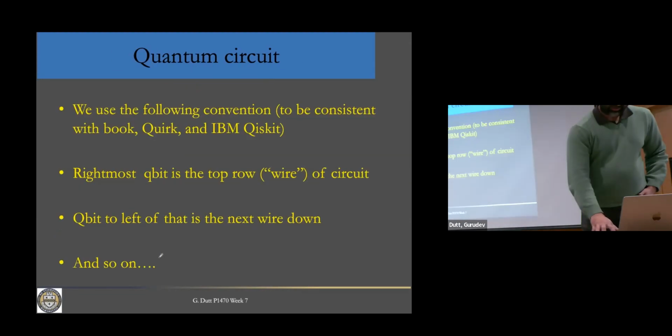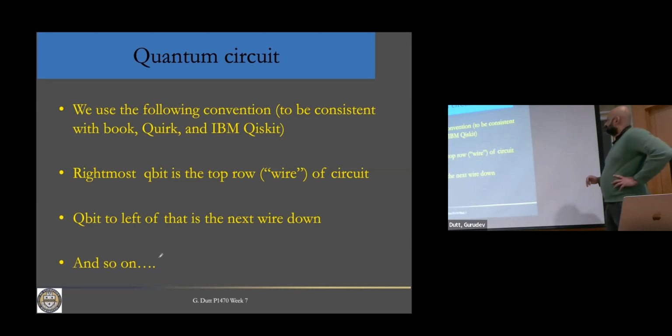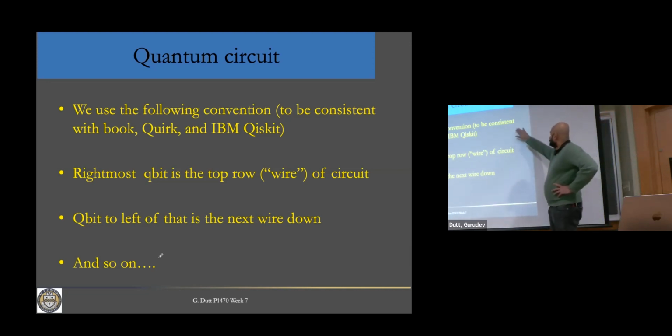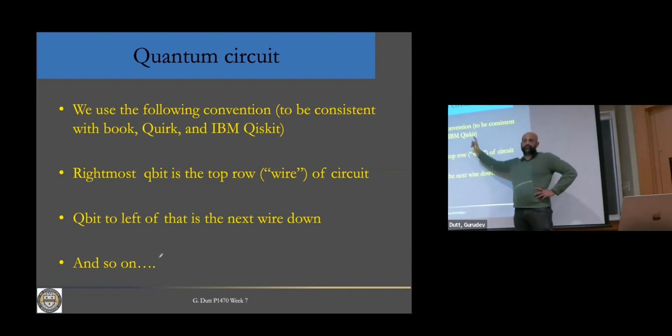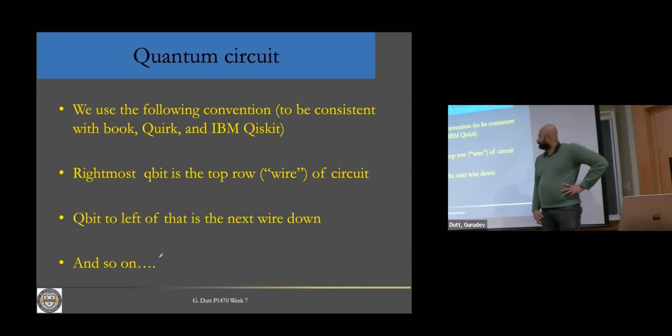Let me just tell you about the notation. I won't go through all the other states today; we'll do it in the next class. But we are going to use the following convention to be consistent with the book, and also with Quirk, the website I've told you about where you can manipulate quantum gates, and also when we get to the IBM quantum programming experience, which is not too far away now. All of these are consistent with the book.